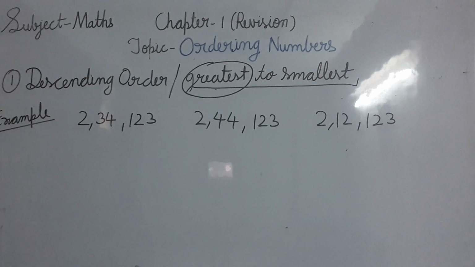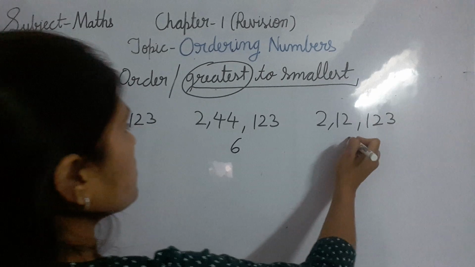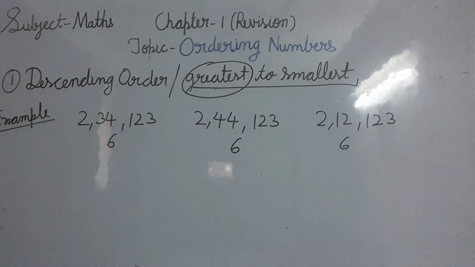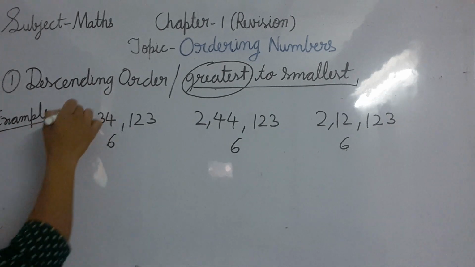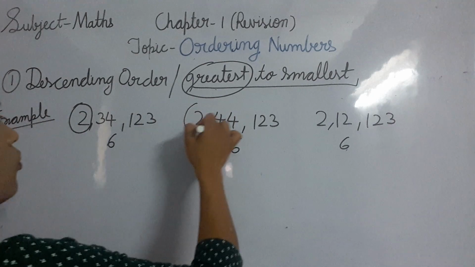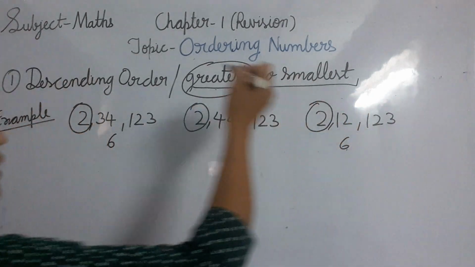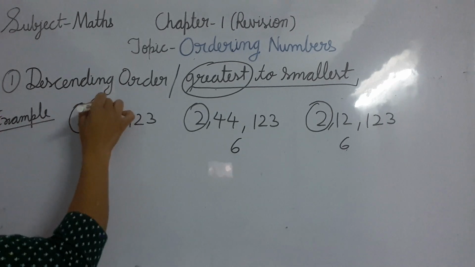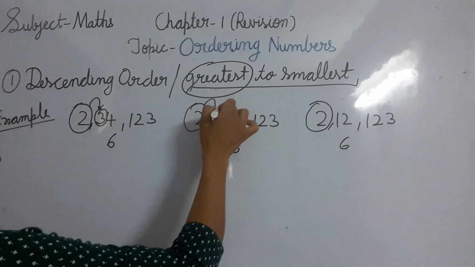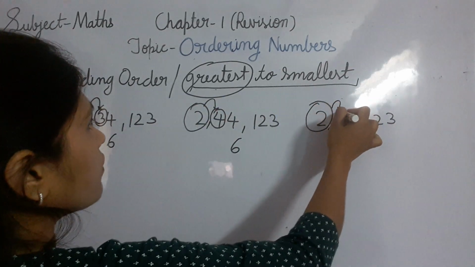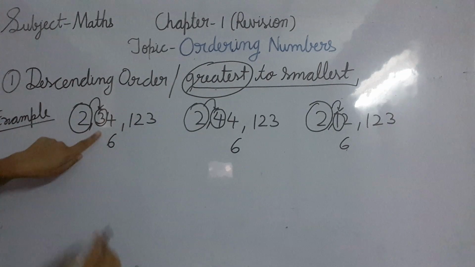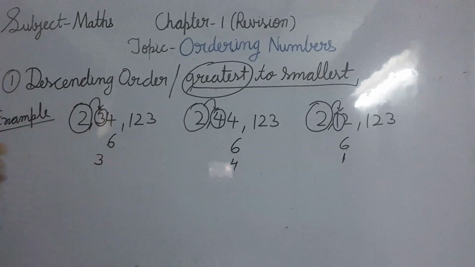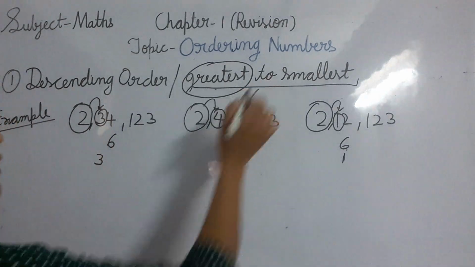First we need to count digits. 6 digits, 6 digits, 6 digits. Digits are same: 1, 2, 3, 4, 5, 6. Yes, 6 digits are there. Then we have to check the leftmost number. 2, 2, 2. Leftmost number is also same. Then we'll check the next number. Here we have 3, here we have 4, and here we have 1. So we have to find the greatest. Which is the greatest one here? This is the greatest one.